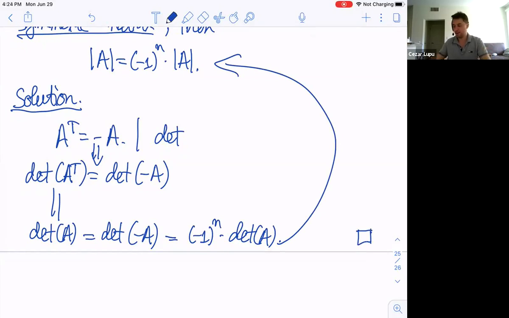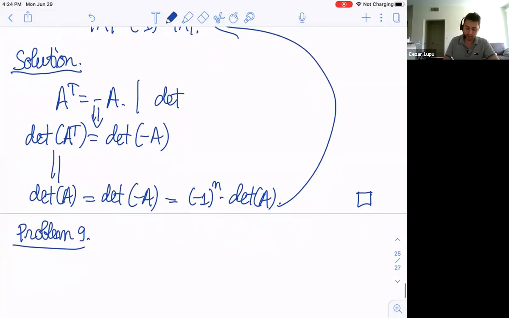So it was very, like I said, one or two liners, but they require some idea. Okay, another problem I want to do, because it's about the trace and the determinant of a matrix, and I would like to do them. They're very important. So problem 9 says the following.